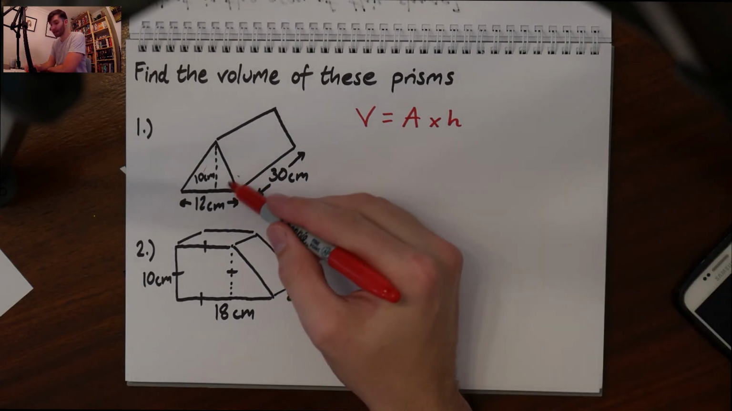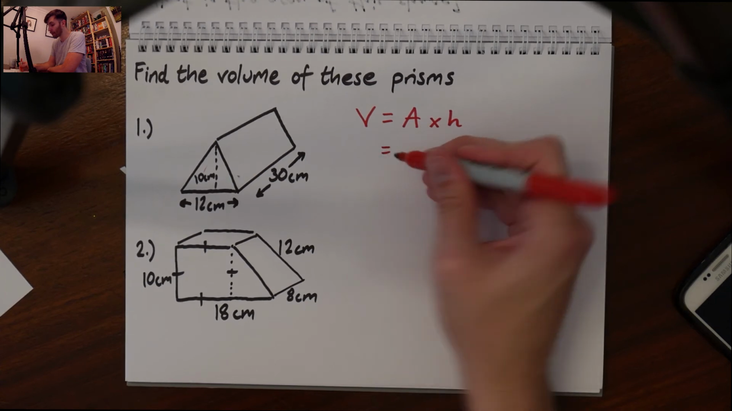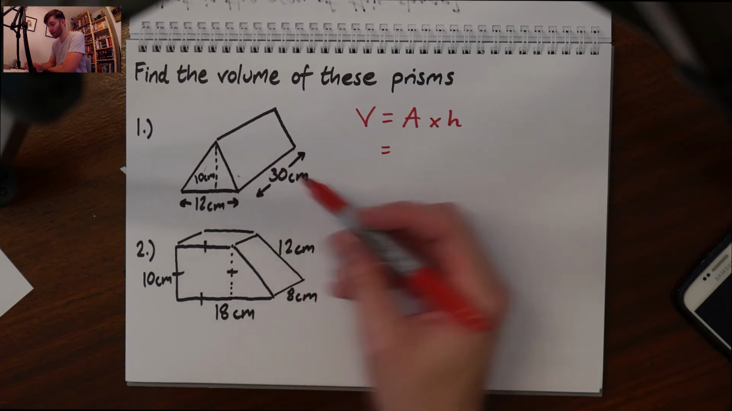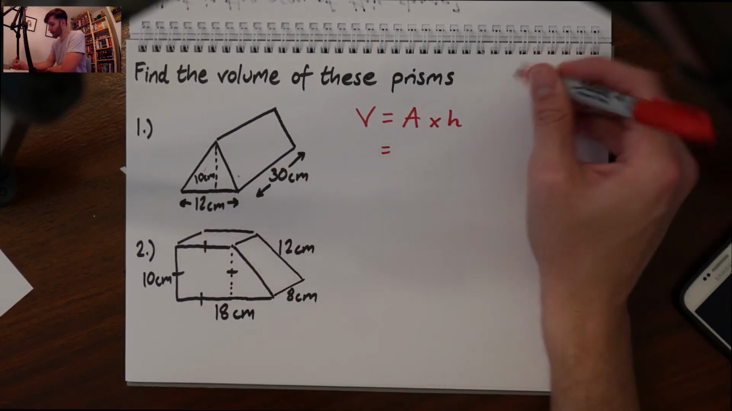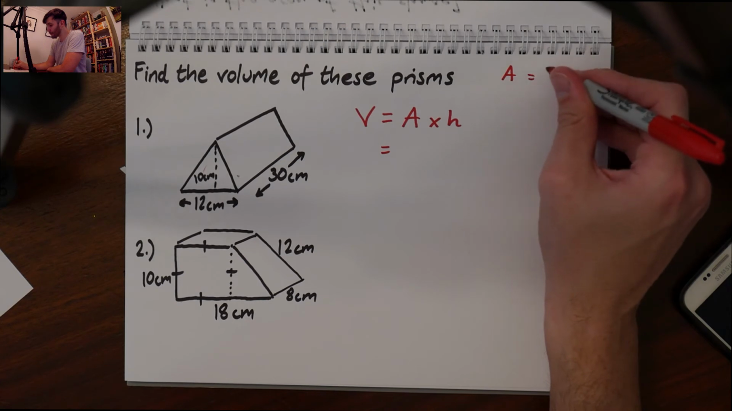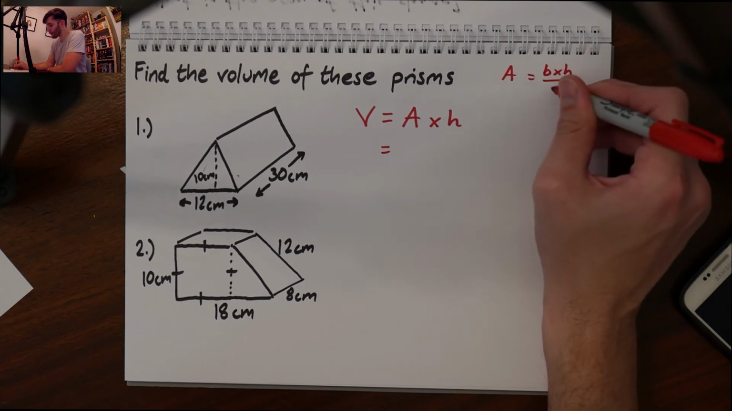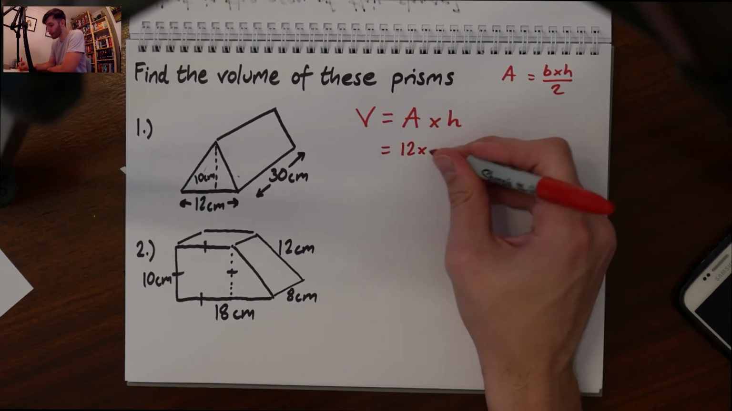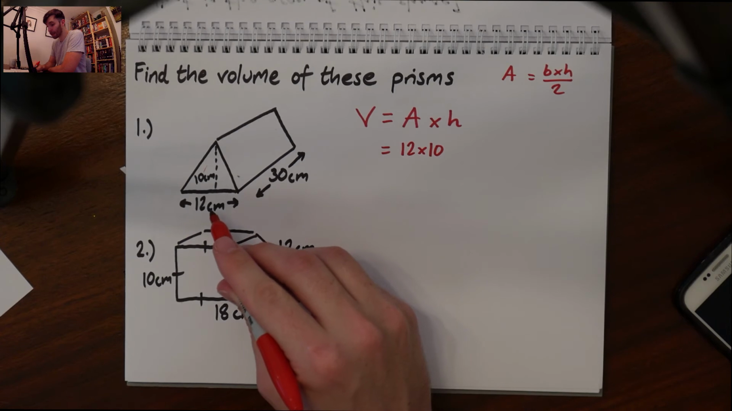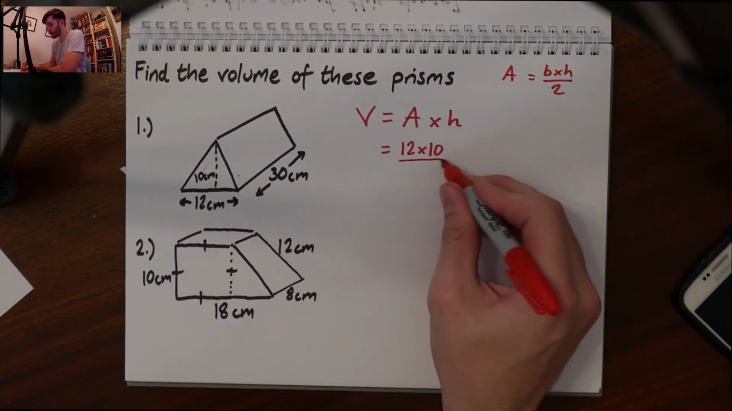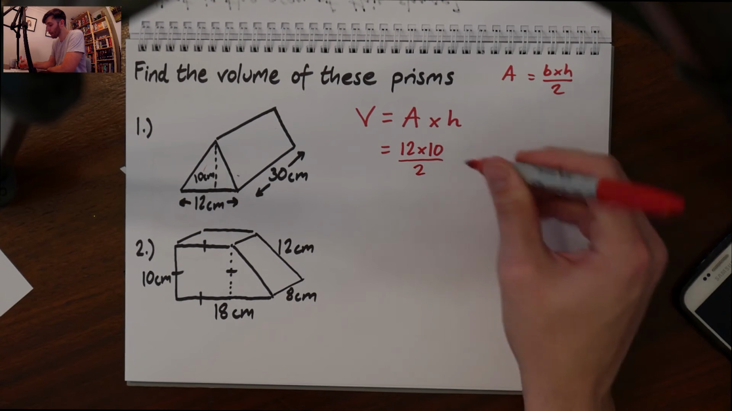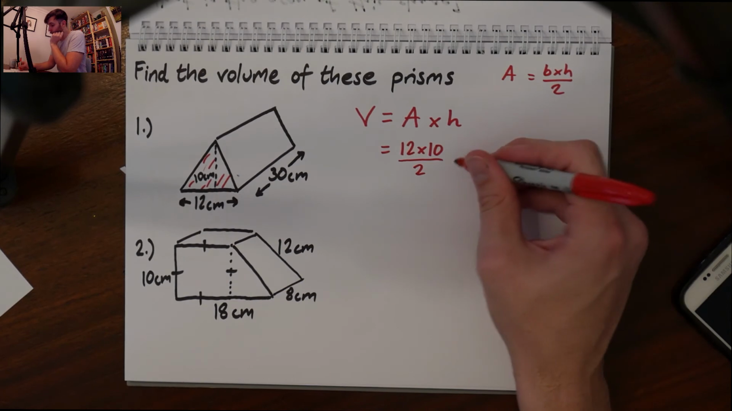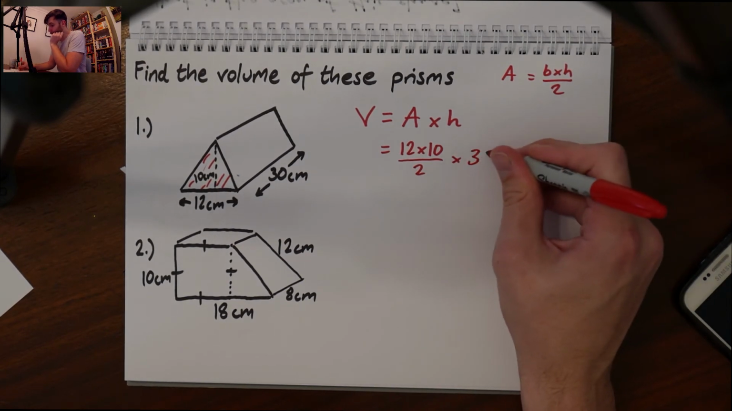Being a prism, it is going to have the same cross-section all the way through. So we find the area for this cross-section, and for this example I've got a triangular prism. The way that we find area of a triangle is to multiply the base by the height and divide it by 2. So for this one, base is 12 multiplied by 10 is going to be 120, obviously, divided by 2. That gives us the area of our cross-section, this area here. Multiply that by the height, which is 30.